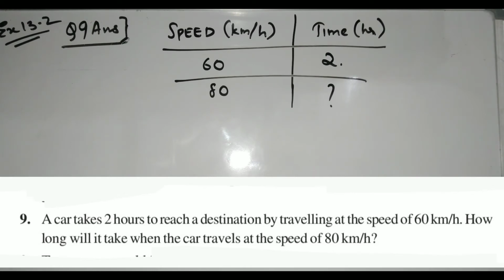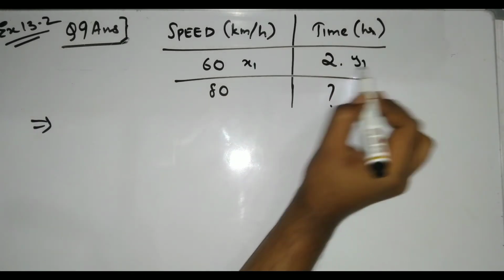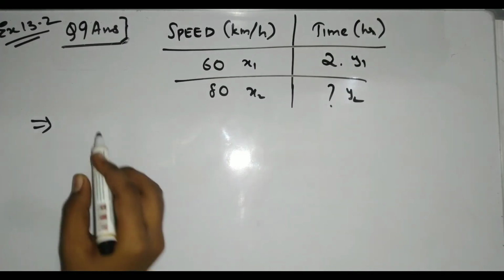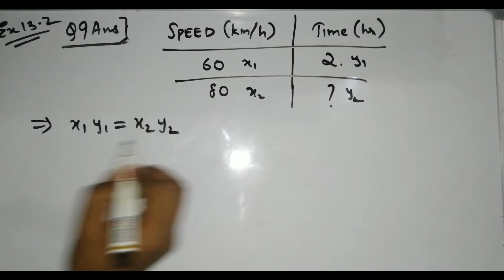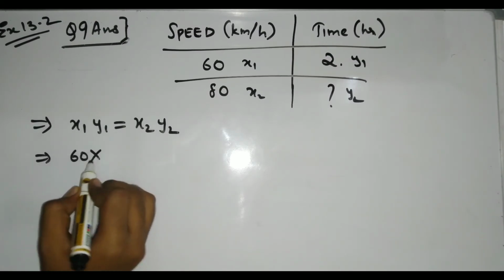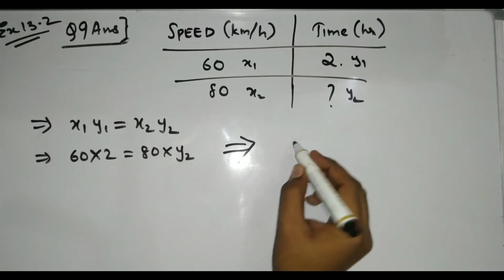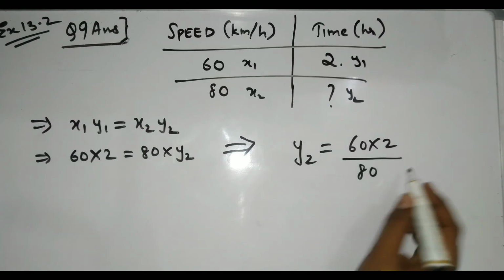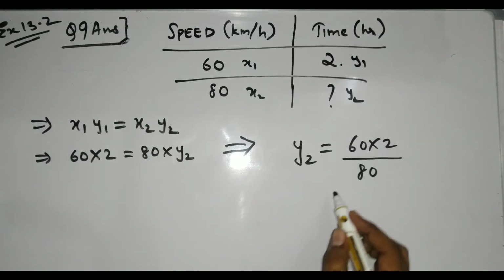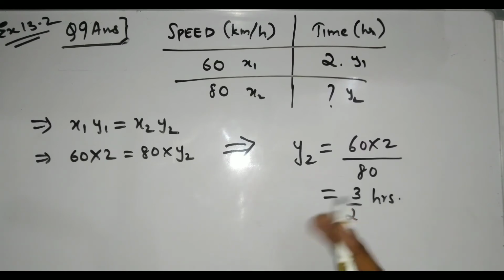Again, it is inverse proportion as we discussed in the first question, so I can directly go for that. x1 y1 equals x2 y2, which is 60 into 2 equals 80 into y2. That implies y2 is equal to 60 into 2 divided by 80. From this I'll get the value as 3/2 hours. We can convert it into a mixed fraction. So this is the answer.